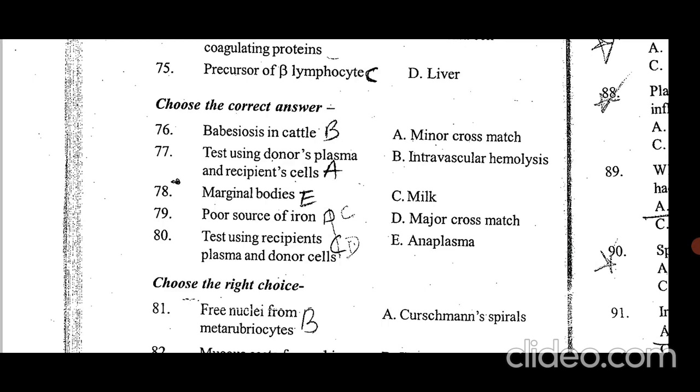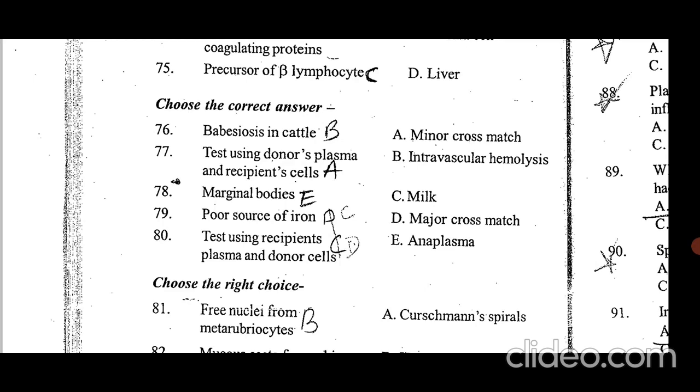Cells are oppositely related with plasma, which means that if the cells are of the donor, then the plasma will be of the recipient. For example, if I am the donor and my cells are being tested, it will be the major cross match. A test using plasma and recipient cells, where my cells as donor are not being considered, will be the minor cross match.